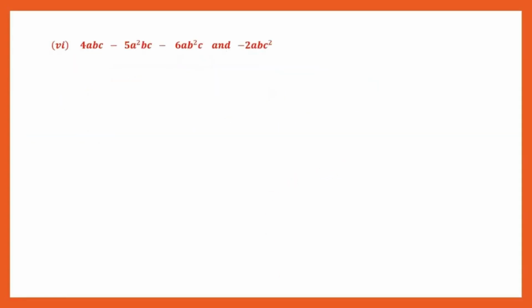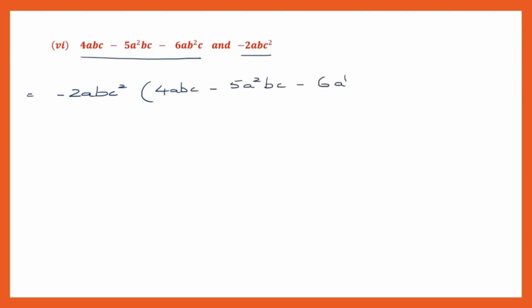Here, let's go on to the next one. This is our polynomial and here we have the monomial. So let's do that. Minus 2abc square into 4abc minus 5a square bc minus 6ab square c.